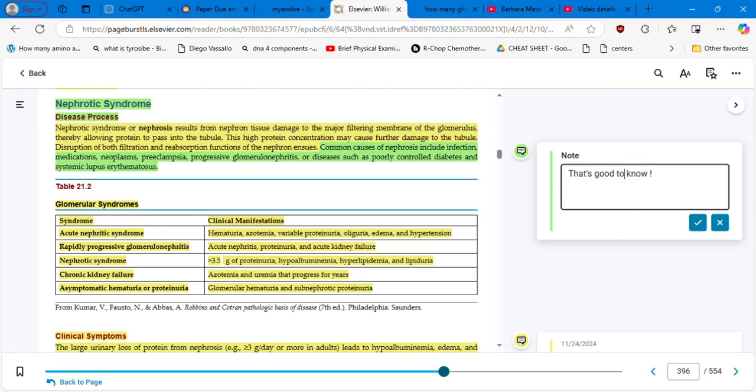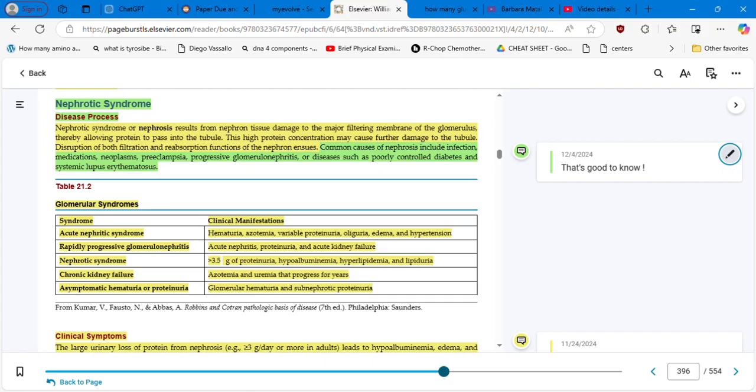Very good. Now, table 21.2, we are going to speak about glomerular syndromes. And we have the syndrome, acute nephritic syndrome, which we described a few minutes before. Then we have rapidly progressive glomerulonephritis, nephrotic syndrome, which we are analyzing now, chronic kidney failure, and asymptomatic hematuria or proteinuria. Okay, and then you have the clinical manifestations that you are more than welcome to review.